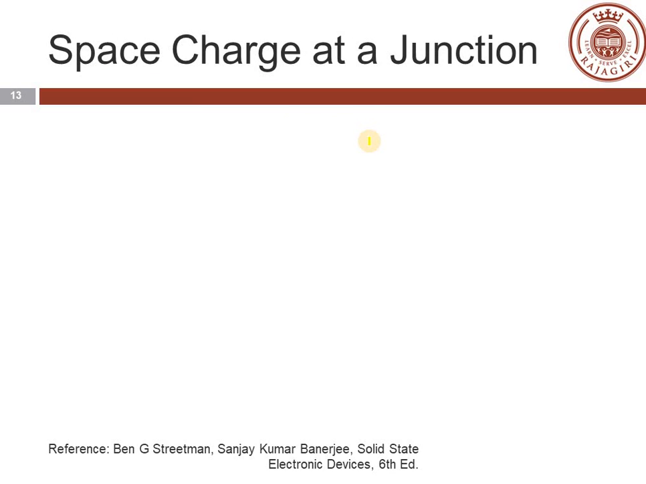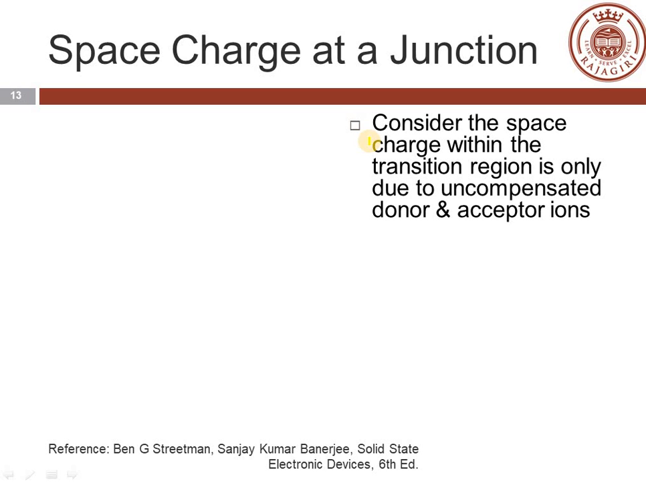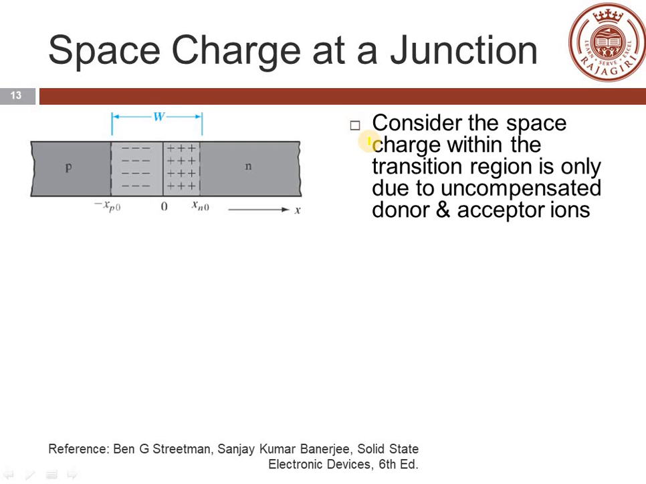Next topic we are going to see is space charge at a junction. Consider the space charge within the transition region is only due to uncompensated donor and acceptor ions. Within the transition region, we don't have any mobile carriers such as electrons or holes. We have only immobile ions such as uncompensated donor ions and acceptor ions. So just shown over here, the transition region with width W.